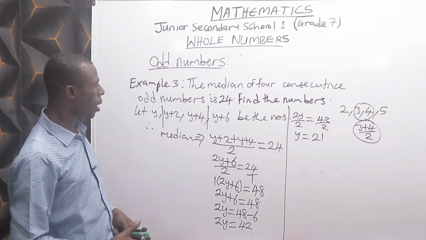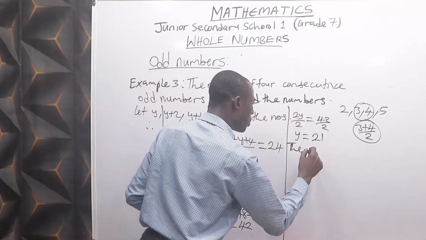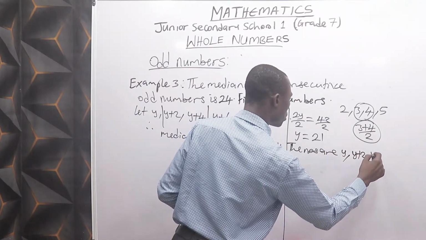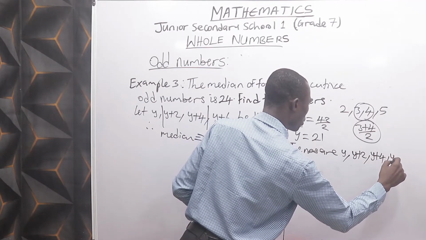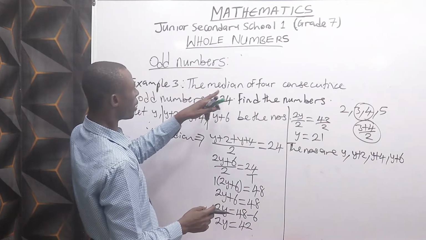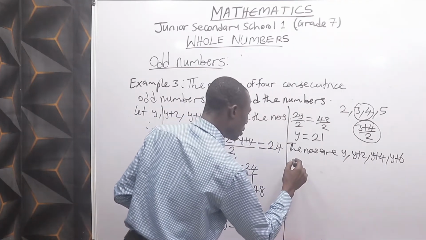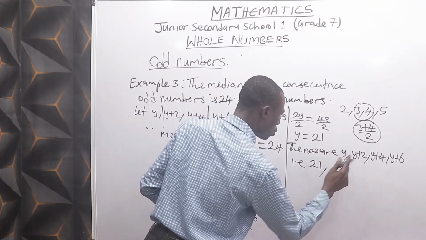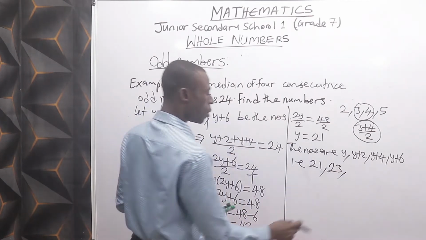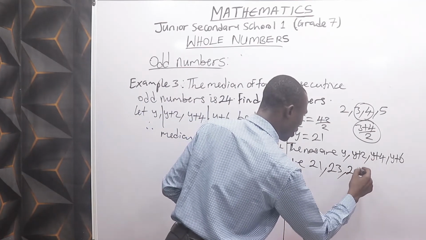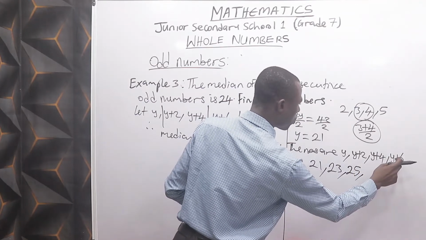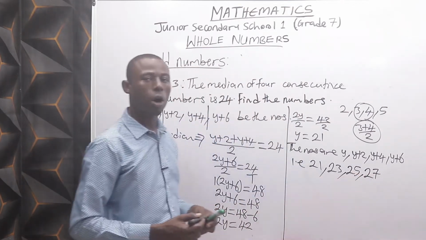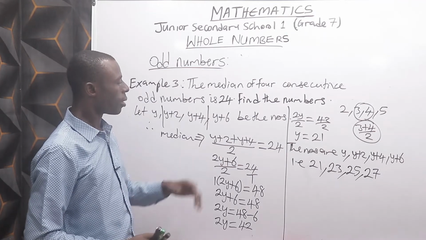If y is equal to 21, find the numbers. The numbers are y plus 2, y plus 4, and finally y plus 6. How many are they? They are 4. 1, 2, 3, 4. That is, y is 21. 21 plus 2, that is 23. 21 plus 4, that is 25. 21 plus 6, that is 27. These are the 4 consecutive odd numbers. That is the end of that.